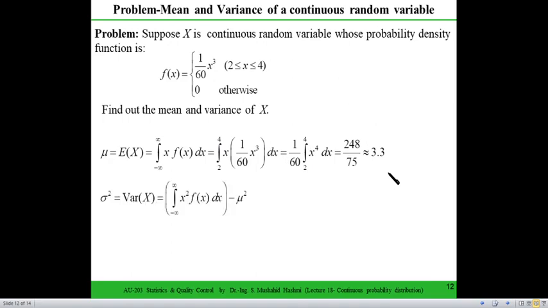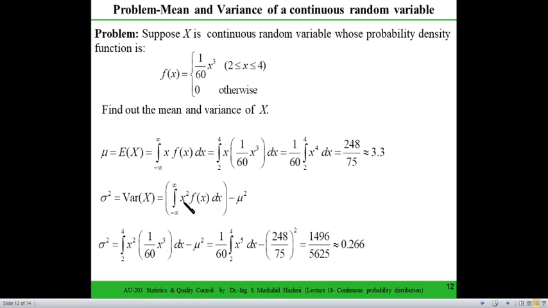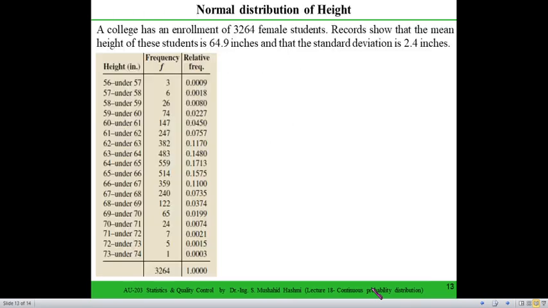And obviously the variance you can work out by integrating x square times the function and subtracting the mean, which is already 248 by 75, whole square. If you integrate this expression and simplify, you will get the variance, which is 0.266. So the average is 3.33 and the variance is 0.266. And if you have to calculate the standard deviation, take the square root of 0.266, and you will be able to calculate the standard deviation of that continuous random variable.